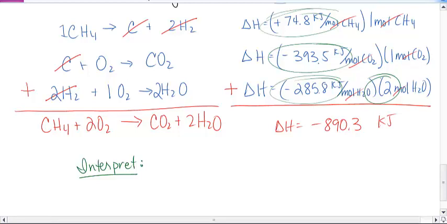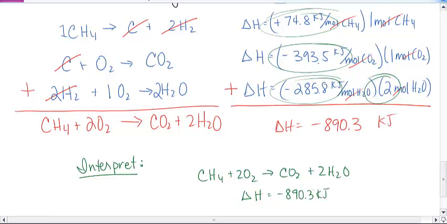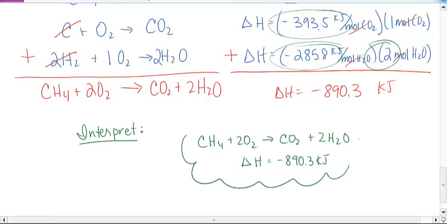All right, here are some ways to interpret it. First of all, is this reaction endothermic or exothermic based on this delta H? Exothermic, of course it is. You know, it's burning methane. So we could write this: CH4 plus 2O2 yields CO2 plus 2H2O, and say delta H is negative 890.3 kilojoules. And we could just leave this as one interpretation, a delta H that is attached to the equation.